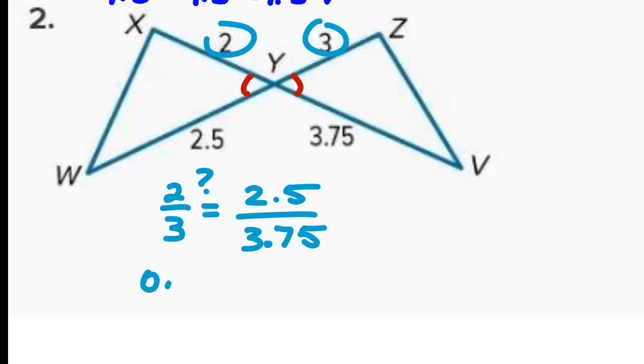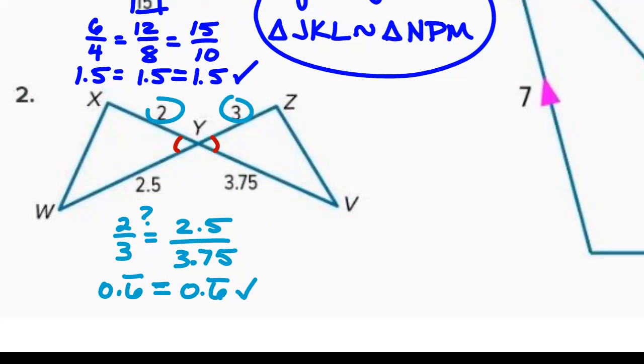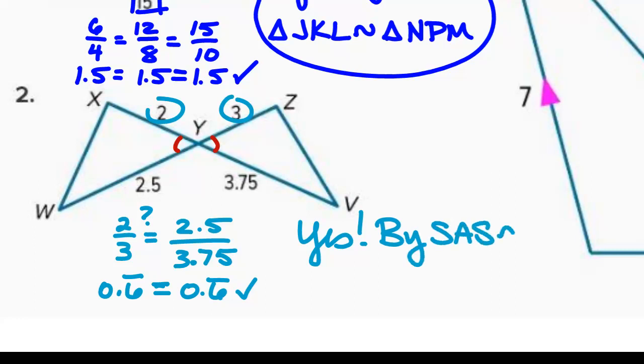We get 0.6 repeating and 0.6 repeating. The other way around it would be 1.5. So yes, by side, angle, side similarity, I would have triangle WXY is similar to triangle VZY.